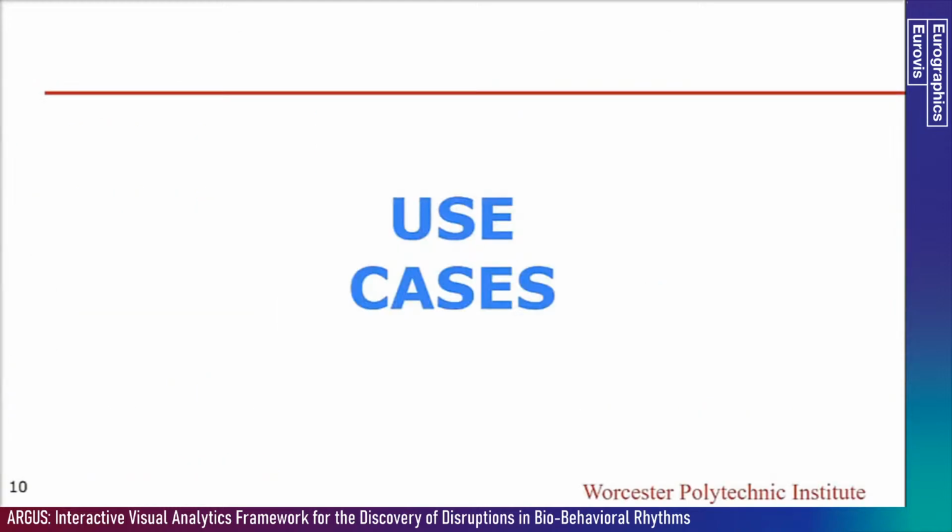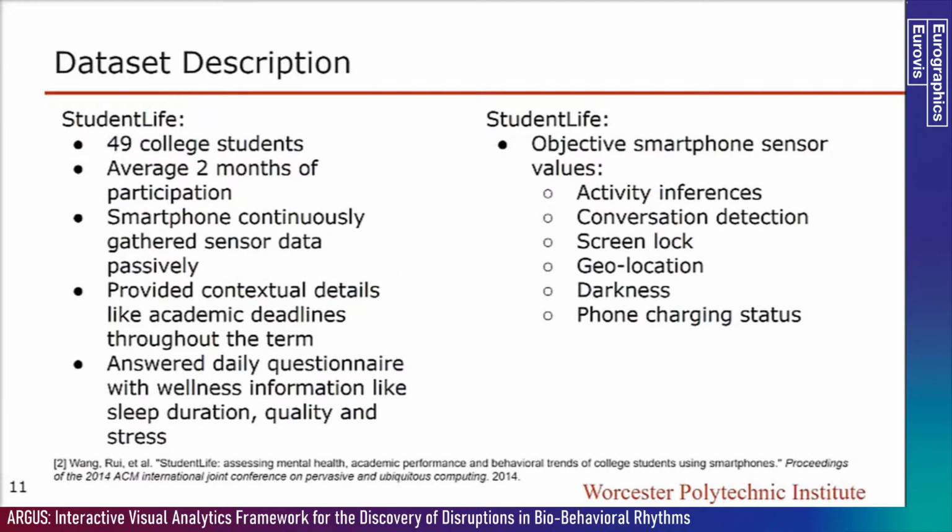Now we will present some use cases. We used Argus to visualize the student-life data set, which contained smartphone sensor data for 49 college students collected over the course of an approximately 2-month-long academic term. The smartphone app they used continuously gathered sensor data passively.